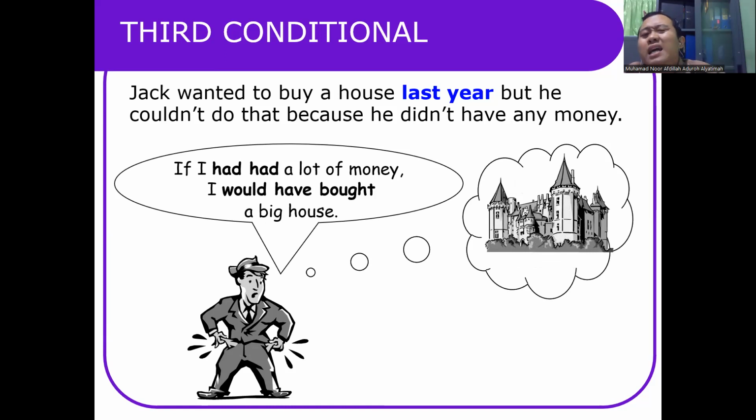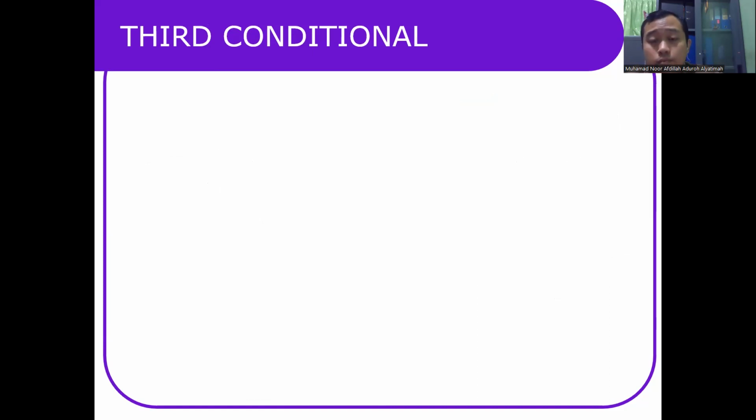Nah, bikin kalimat conditional type 3-nya bagaimana? If I had had, kalau saya punya uang banyak. If I had had, berarti itu had plus past perfect. And for my clause, I would have bought a big house: I plus modal plus have plus past participle plus complement, or a big house.